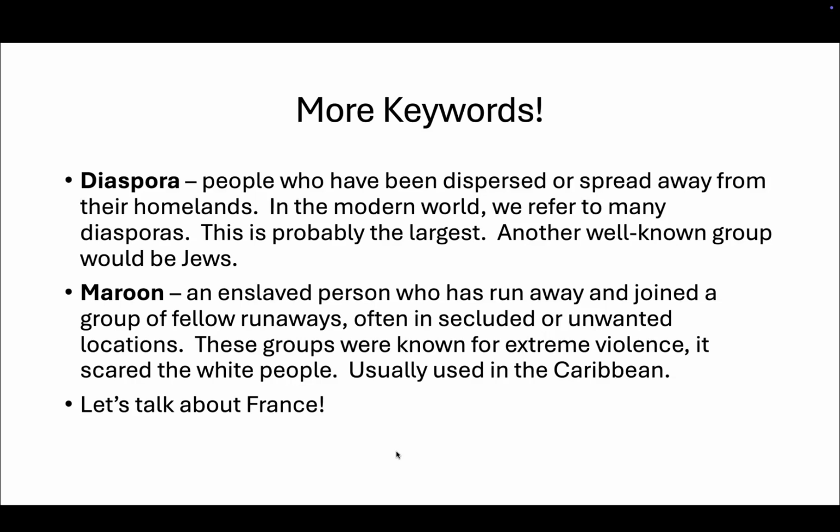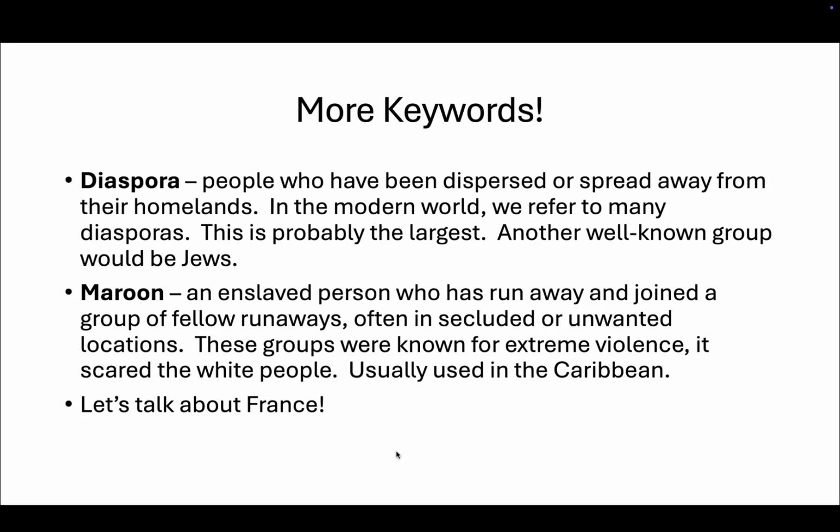Another keyword we have this week is maroon. A maroon is an enslaved person who has run away from their master and joined a group of fellow runaways. Now, often they would do this in a very secluded or even an unwanted location. They would often be found in swamps, places that were really, really hostile to life that nobody would want to be. And that was intentional. They didn't want anybody to find them.